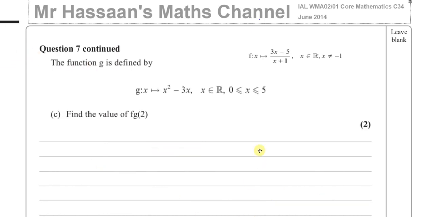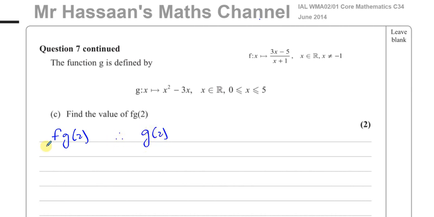Now it says the function g is defined by g of x equals x squared minus 3x, where x can be only between 0 and 5. Find the value of fg2. So fg2, we've got to first find what g2 is and then replace that in here. So let's first find what g2 is.